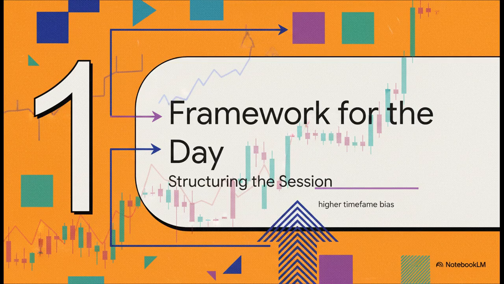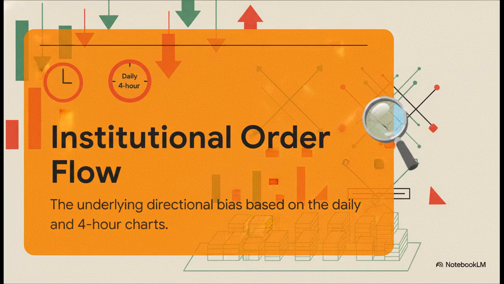All right, first things first. To make sense of any trading day, you need a structure, right? And ICT gives us a really clear way to classify how the daily range is probably going to play out. This isn't just guesswork, it's a logical framework. And it all begins with understanding the bigger picture, the higher time frame bias. And that big picture bias, we call it institutional order flow. Just think of it as the underlying current, the direction the big money is trying to push the market.